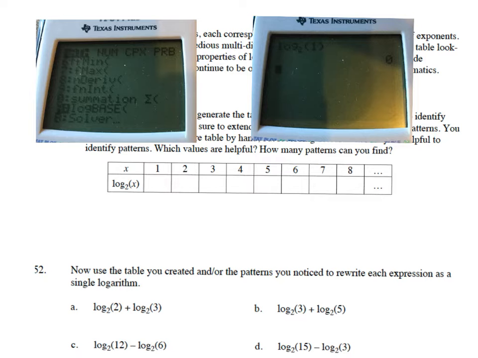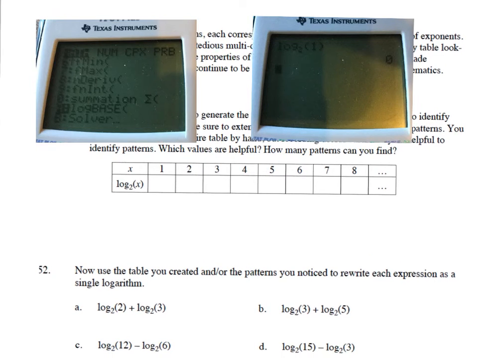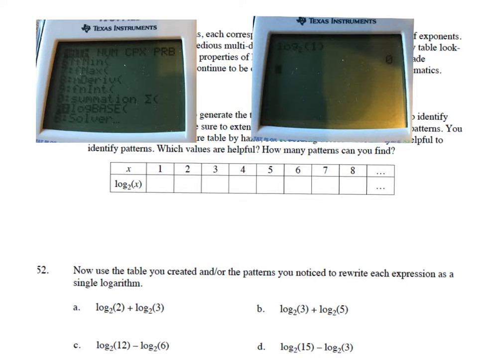Now, we know that 2 raised to some power has to equal 1. That's what this statement right here is saying. And anything to the 0 power, so 2 to the 0, is going to be 1. So that's why I get 0 here. Now, you can use your calculator, this log base solver, or you can try to do this with some trial and error.